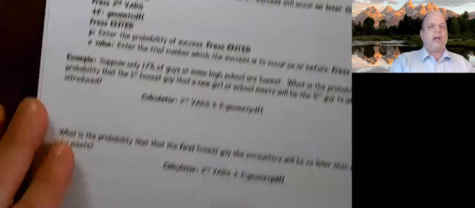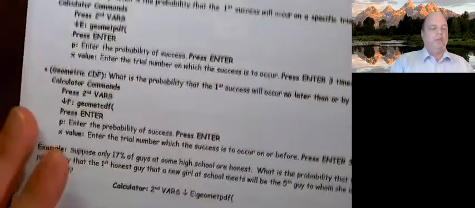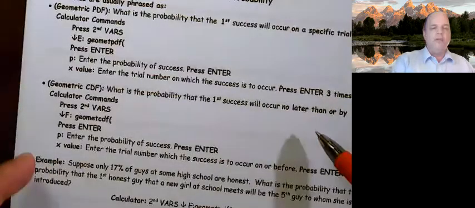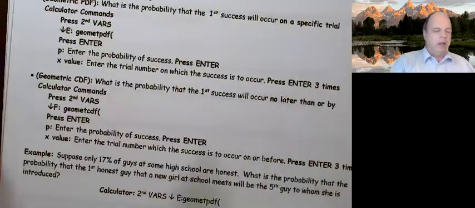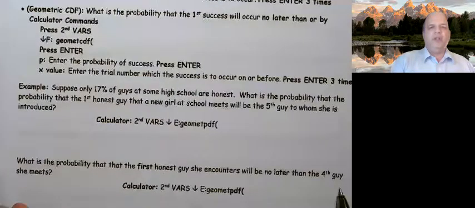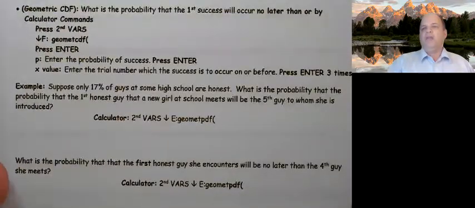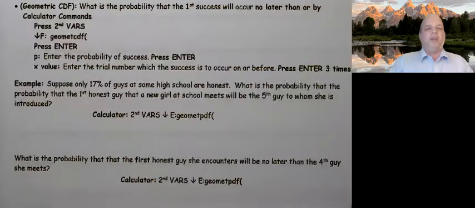All right, so here are the calculator commands. I'm not even going to go over those because you can read them yourself, and until we do a specific problem, it's not going to help you out a whole lot. So let's actually do a little problem here. Suppose only 17% of guys at some high school are honest. What is the probability that the first honest guy that a new girl at school meets will be the 5th guy to whom she's introduced?